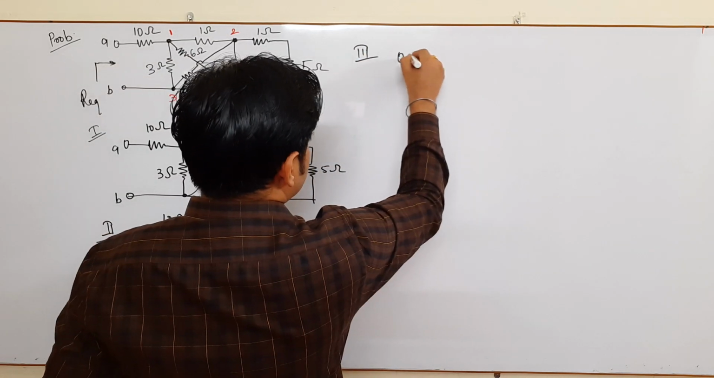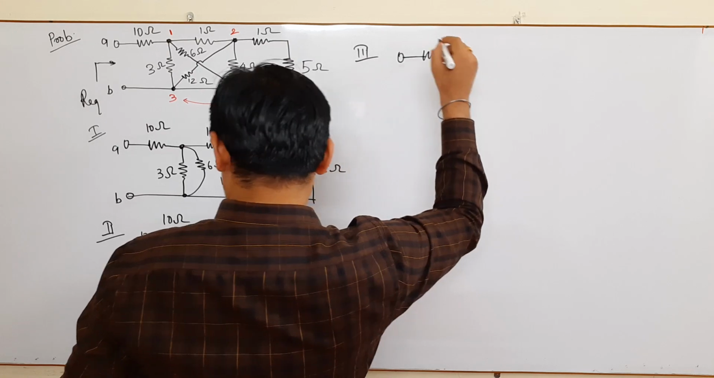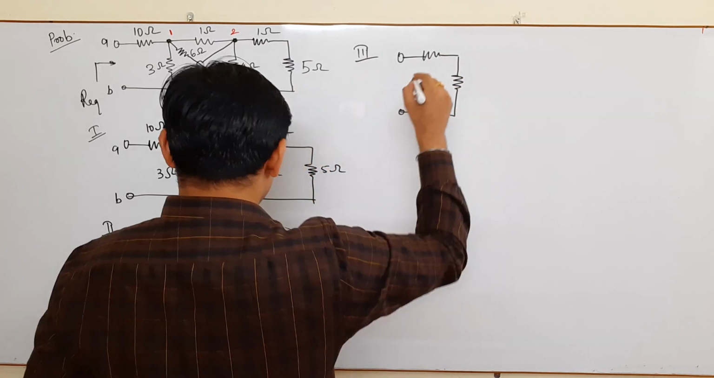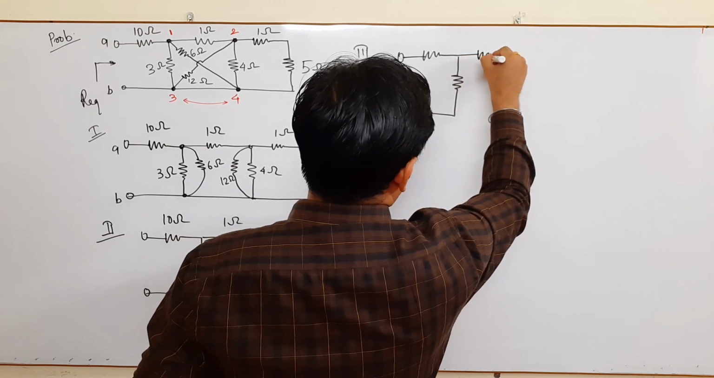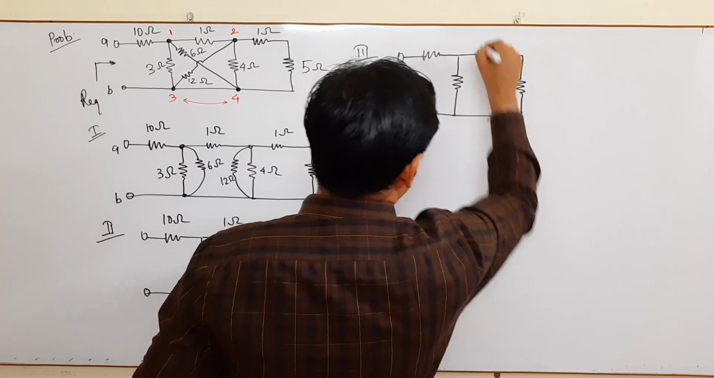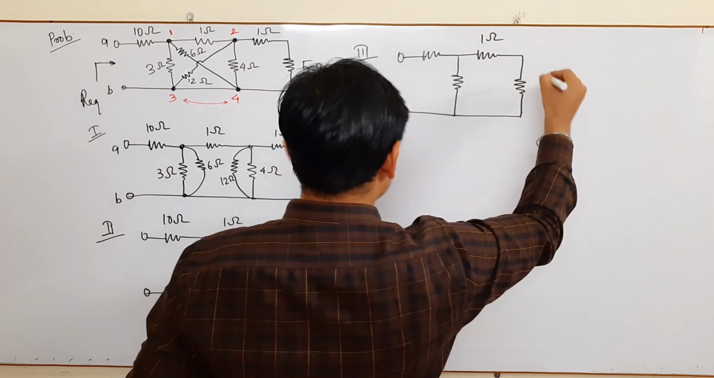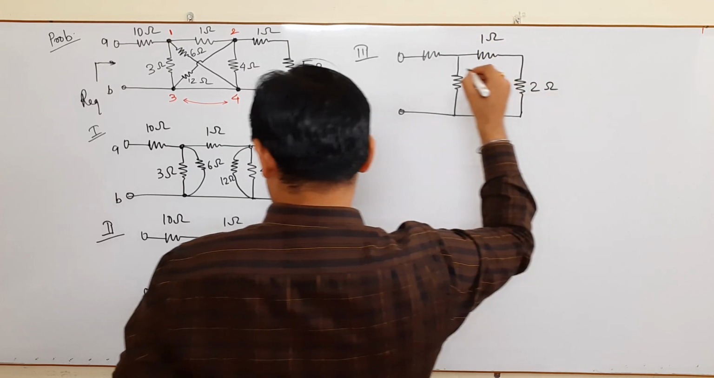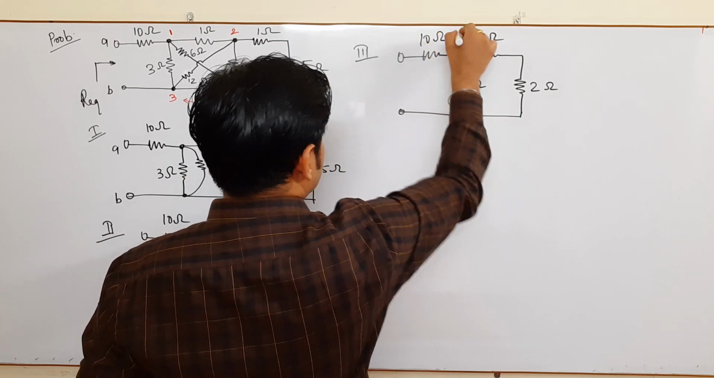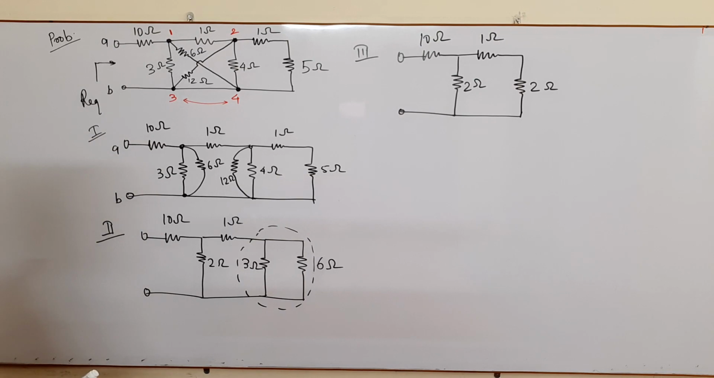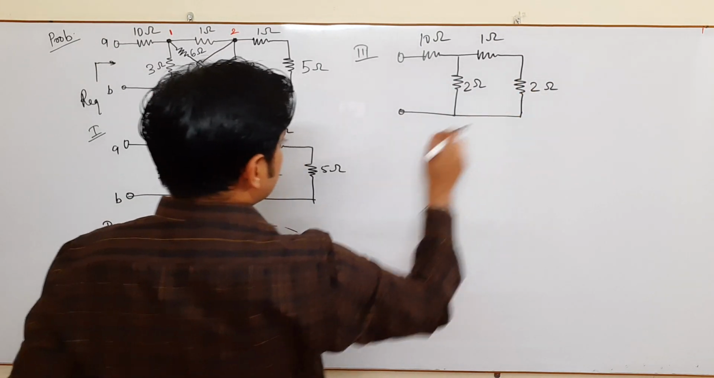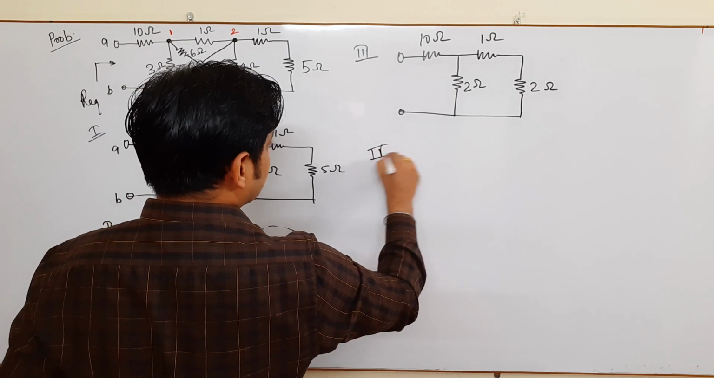So this comes to be 10 ohm, this is your resistance, this is 1 ohm, this is 1 ohm, this is 2 ohm, this is 2 ohm, and this is 10 ohm. Now we have solved this, and that comes to be 2 ohm. Now what is your fourth step?